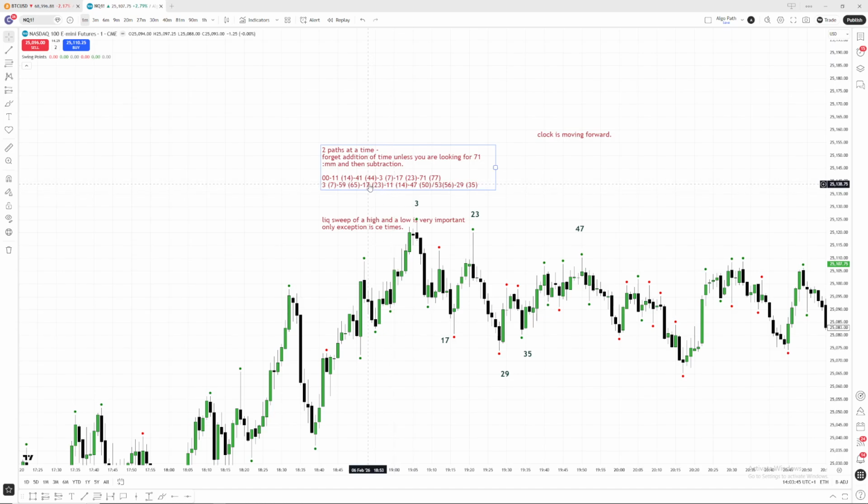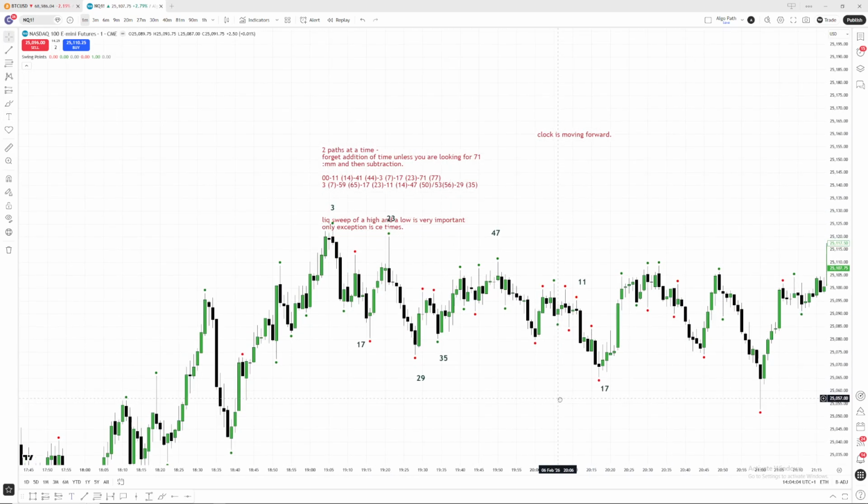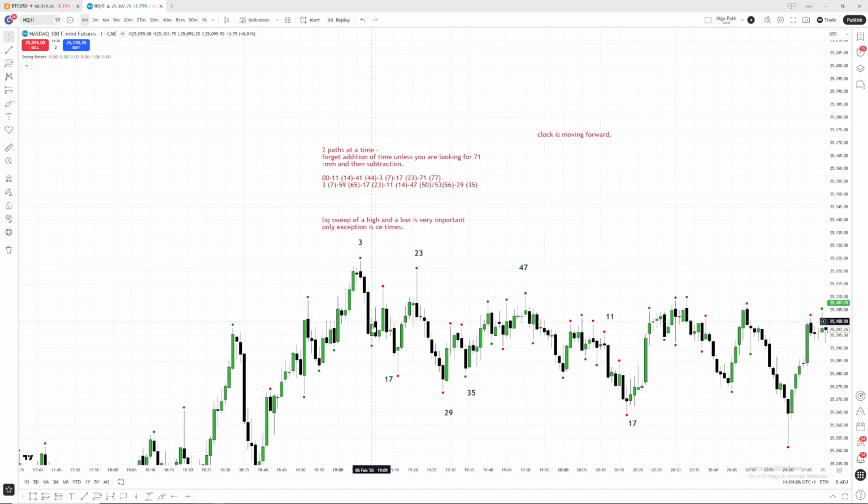Now I would not try to take a trade here because now I have only 2 minutes for 17 to arrive. So I don't want the price to go higher like it did. Okay, so the entire algo path is being played out, but we are not going to take a trade here because it didn't sweep a liquidity. And this is 17. Now this is me tracking the entire algo path: 3, 17, 23, 29, 35, 47, 11, 17. This is how anybody can do it.